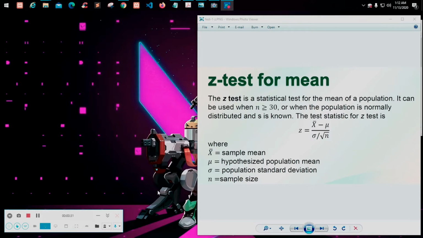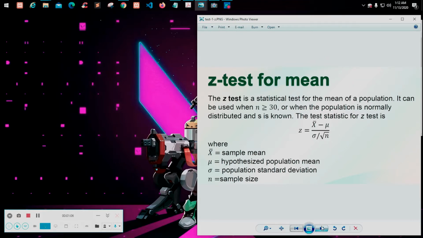So to solve for z-test, we have the following formula. So z is equals to the sample mean minus the population mean over the population standard deviation divided by the square root of the sample size. So usually z-test is used to compare a population sample to a well-defined population. So doon siya madalas ginagamit.